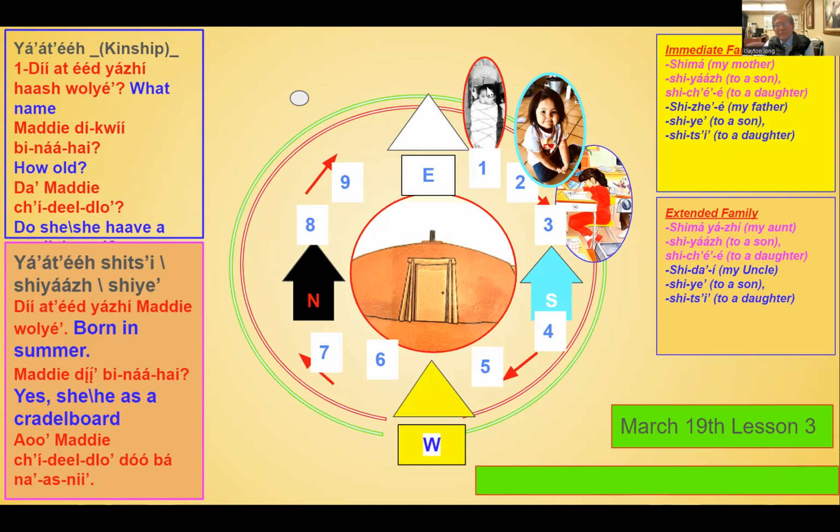Okay. So if I said Yad E Shema, and I'm talking to his son, he would be my Shiaj. And let's say you're the Shiaj, and you say Yad E Shema. Mother will come back and say Yad E Shiaj.